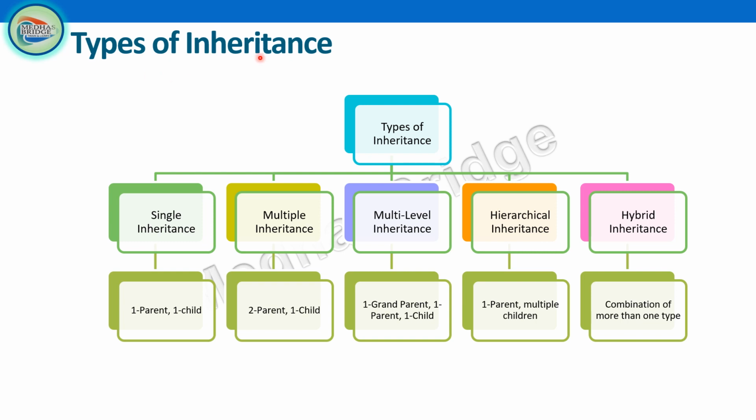Types of inheritance. We have single inheritance, multiple inheritance, multi-level inheritance, hierarchical inheritance, and hybrid inheritance. In single inheritance, we have one parent and one child. In multiple inheritance, we have two parents and one child. In multi-level inheritance, grandparent, parent, and a child. In hierarchical inheritance, we have one parent and multiple children, like multiple derived classes. In hybrid inheritance, we have a combination of one or more other types of inheritance.